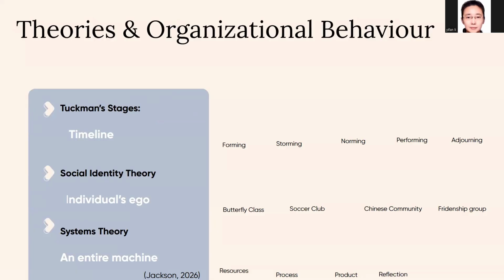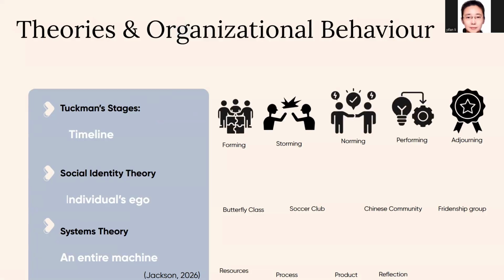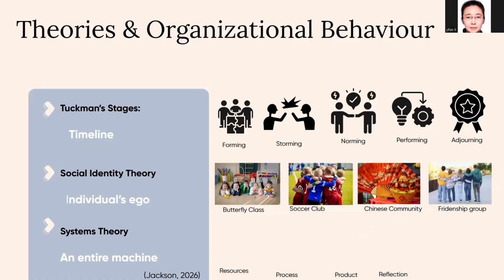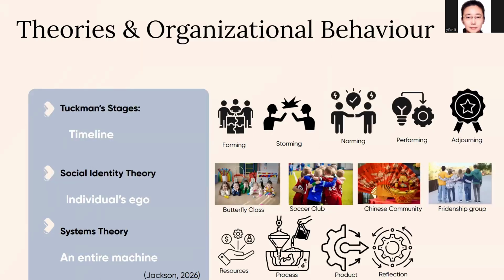When we examine how a group or organization actually functions, we are not just looking at the reports, we are observing the group dynamics, which can be understood through three different theories. The first is Tuckman's stages, which focus on the group timeline. The second is social identity theory, which emphasizes the individual ego and the sense of belonging. The third is systems theory, which views the organization as an entire machine, where resources are transformed into products. But Tuckman's stages is the most widely used.